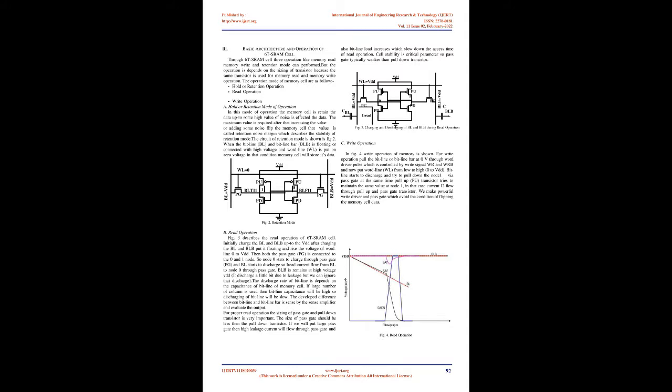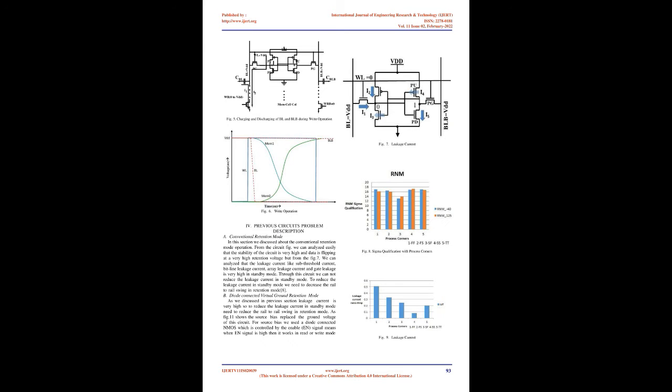A hold or retention mode of operation. In this mode of operation the memory cell retains the data up to some high value of noise. After the maximum value is reached, increasing the value or adding more noise flips the memory cell. That value is called the retention noise margin, which describes the stability of retention mode. The circuit of retention mode is shown in figure 2.